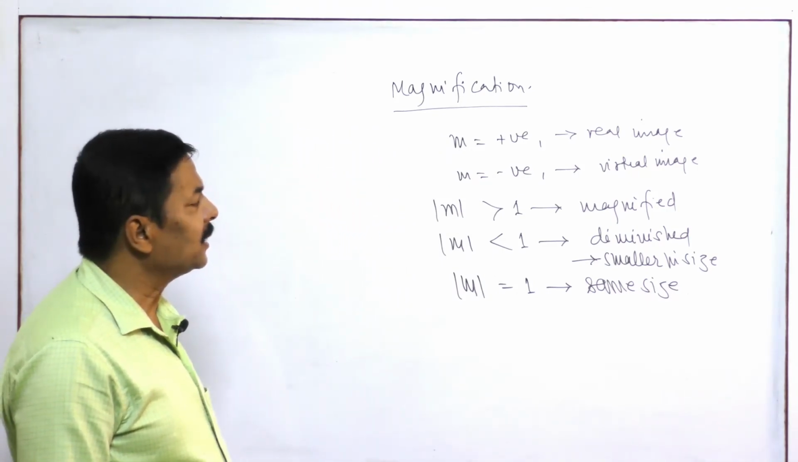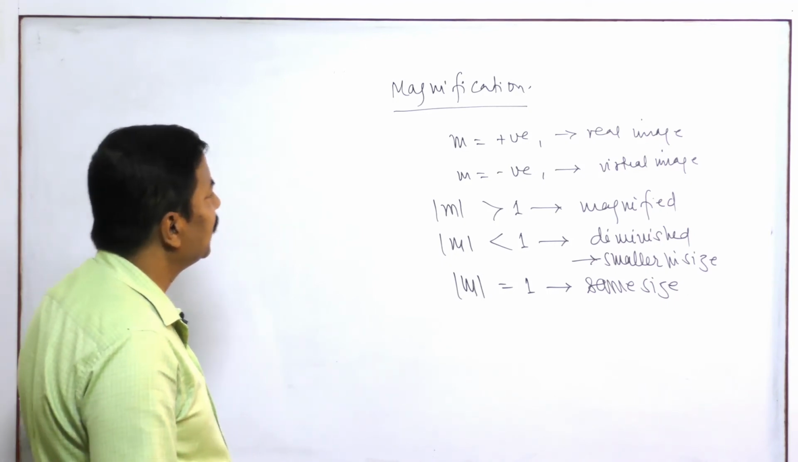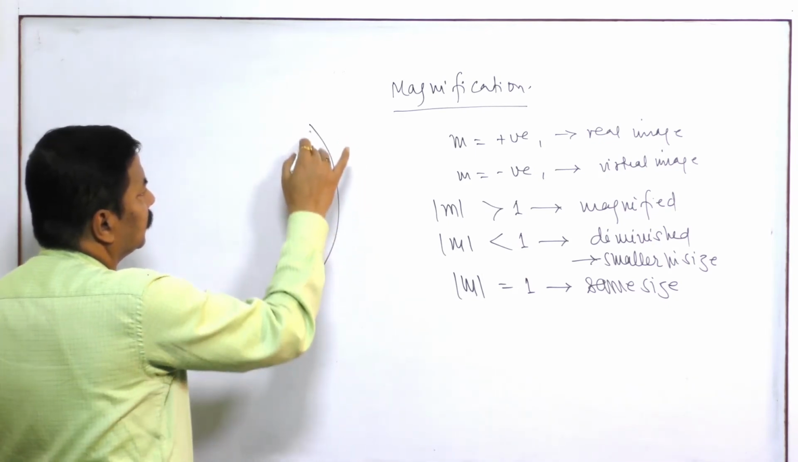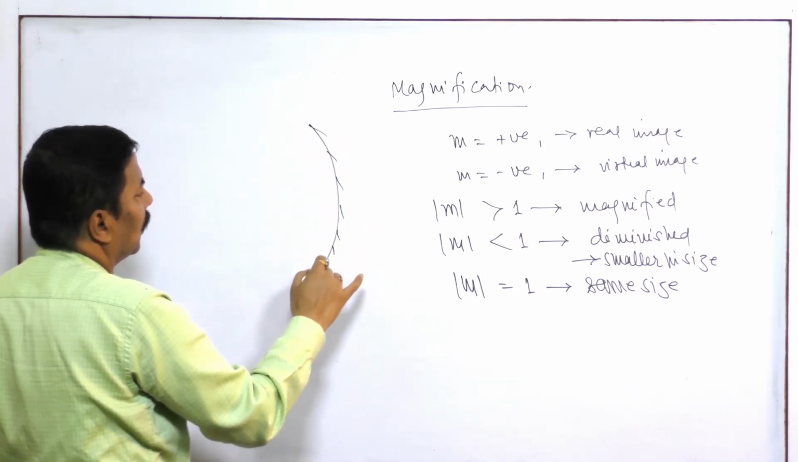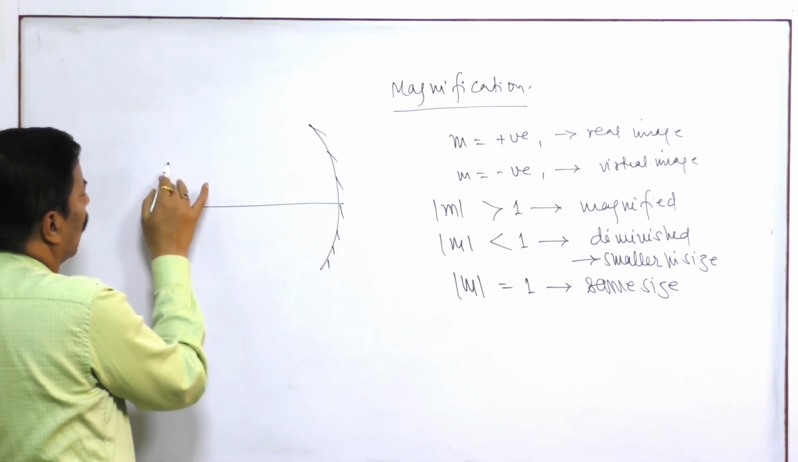Now the next thing to understand is how magnification is defined. Suppose I am taking a concave mirror. Here is the object.